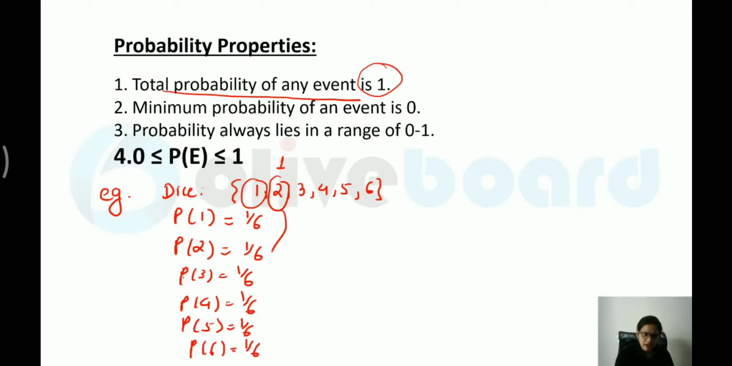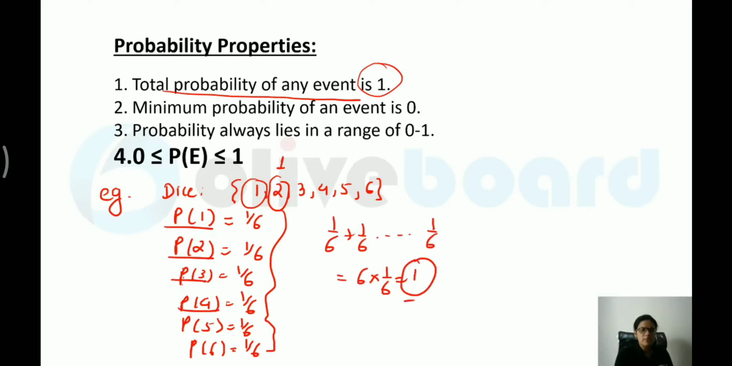Now this is my total event. Why is it the total event? Because these all are the outputs. Other than this, there is no other output. So if you add all these values, 1 by 6 plus 1 by 6, 6 times over here, definitely you are going to get 1. That means the total probability of an event is always 1.